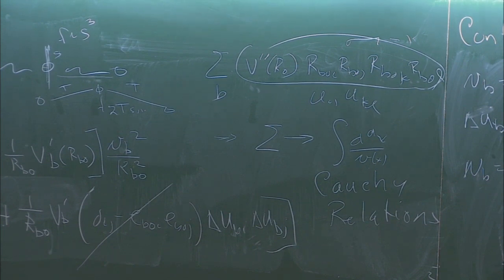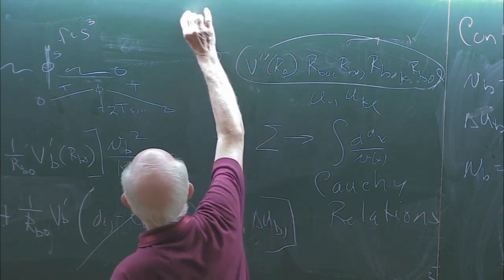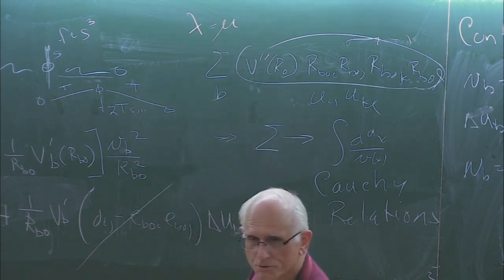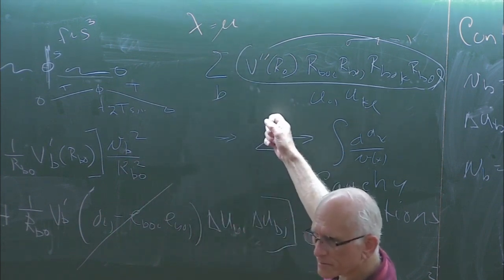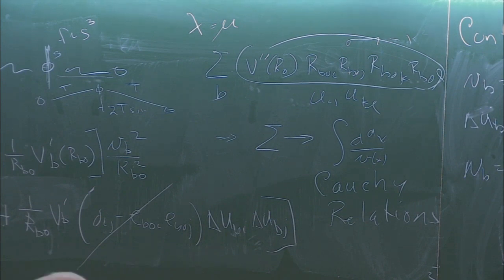So I should say just one final comment about this. If we apply this symmetry to the isotropic case, what we find is that lambda goes to 2 mu. Lambda is equal to mu is enforced by this symmetry, this extra one. Okay, so I have 11 minutes and 38 seconds left.